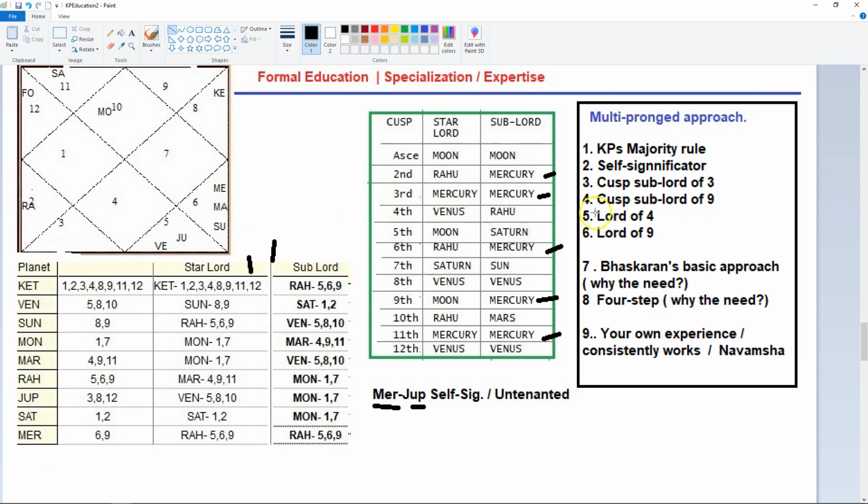Then you say, okay, let me apply some more methods, because I see that this person might have some good specialization and there are plenty of yogas; Mercury looks promising. Then you move on to some more methods. I usually make use of Bhaskaran's approach or the four step also. And why I do this is because both Bhaskaran's approach and the four step are derivatives of the Krishnamurti Paddhati. They don't make a very serious departure from the Krishnamurti Paddhati itself, and they just evolved out of it.